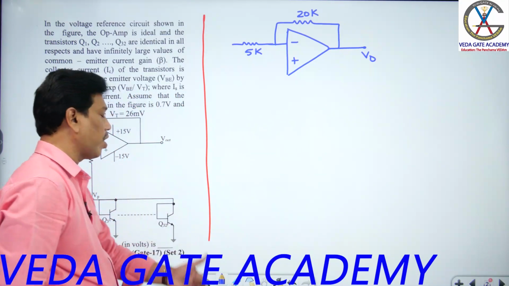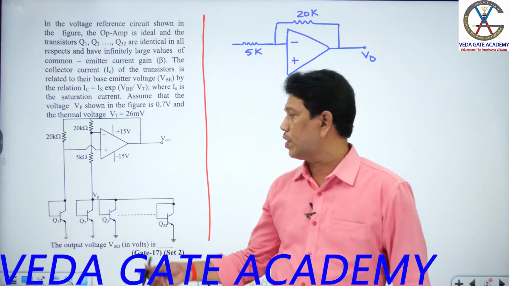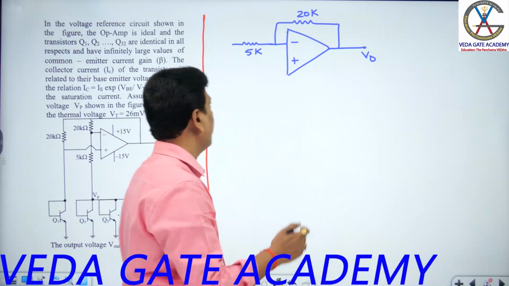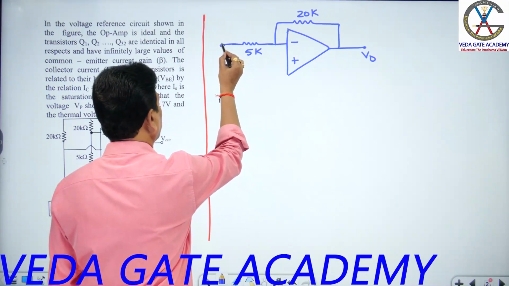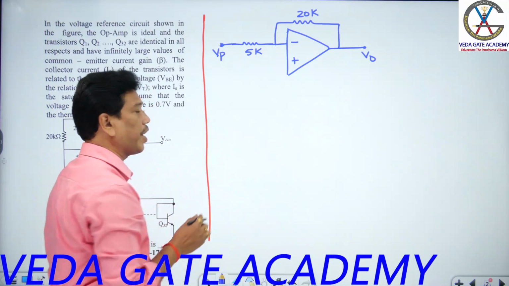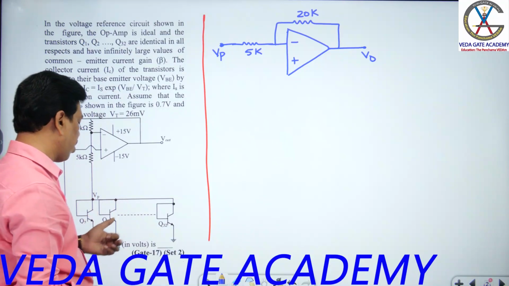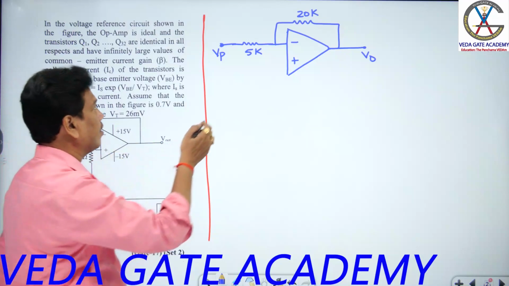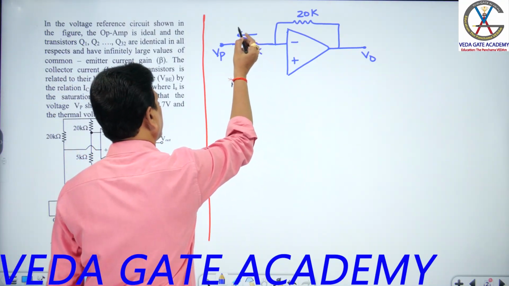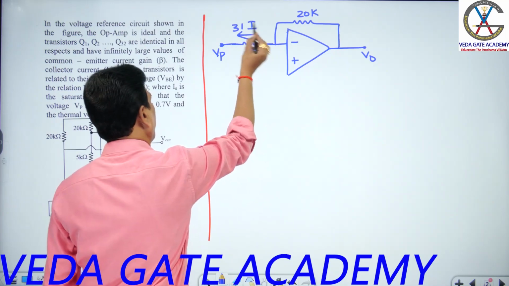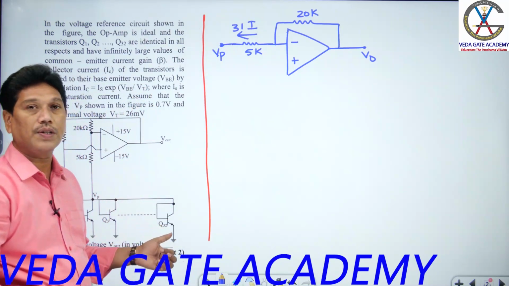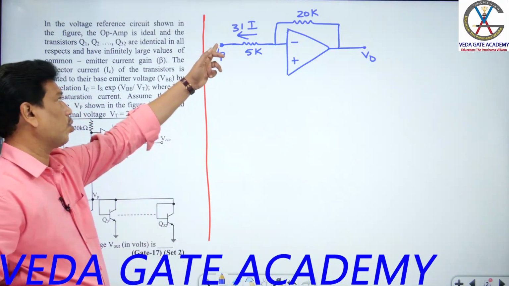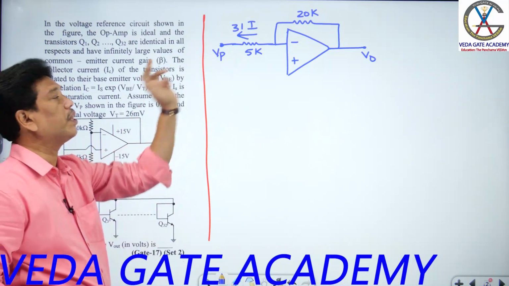So how many transistors are connected in parallel? 31 transistors are connected in parallel. All are in parallel, which means all have the common voltage equal to VP. That VP equals 0.7 volt is given, students. This is VP. I assume that all the transistors carry the same current, so the total current equals 31I, as indicated. Each transistor carries current I, so the total current in that branch equals 31I. That is the inverting node.